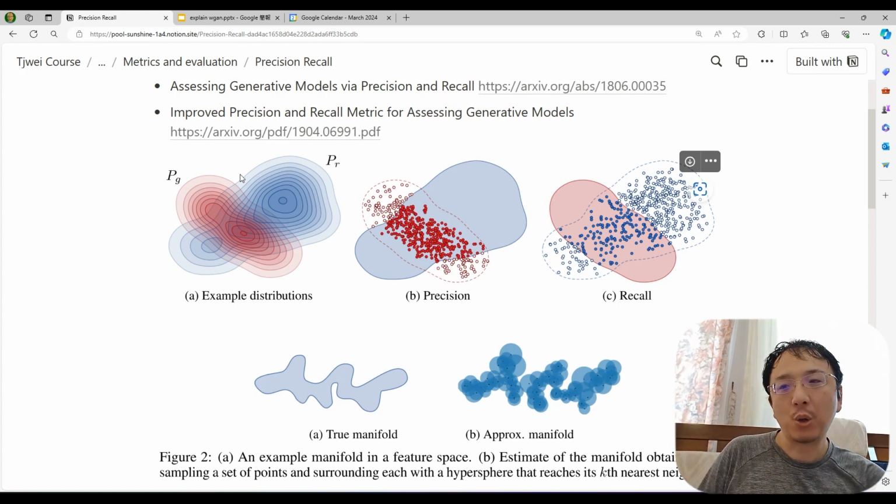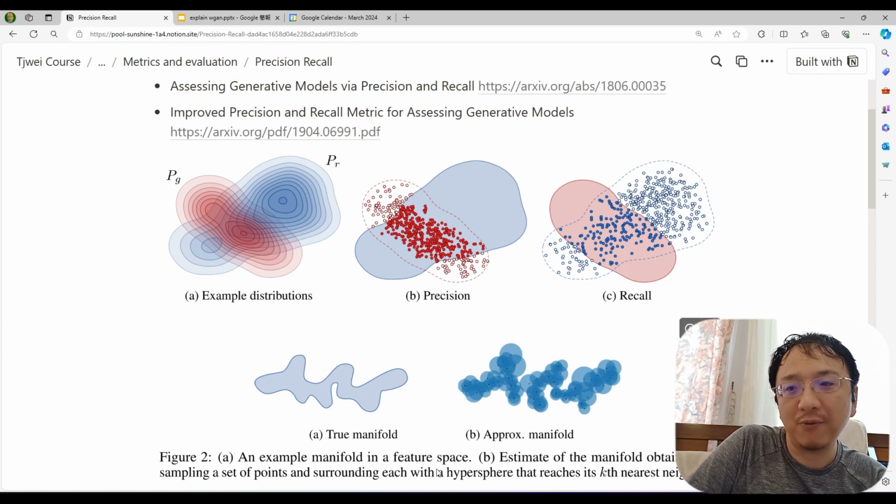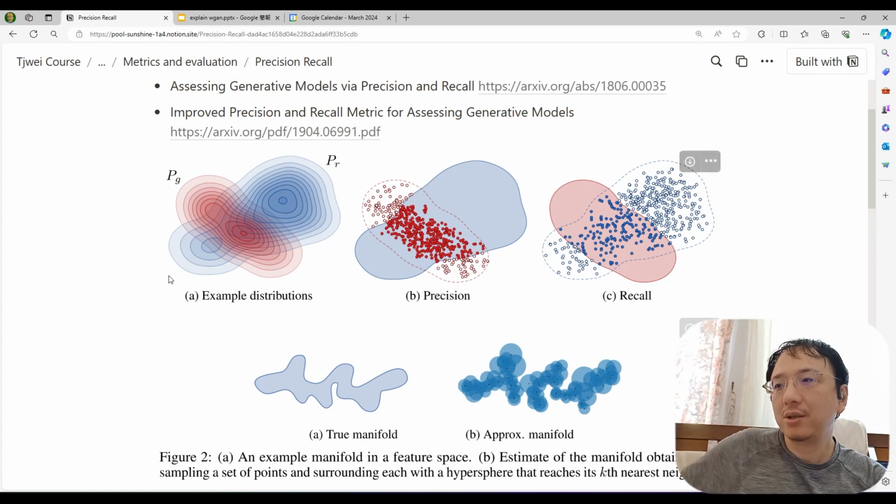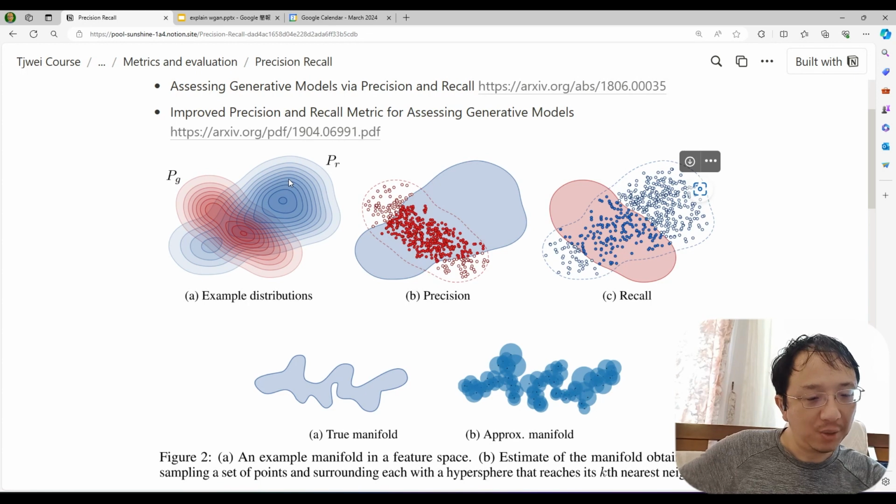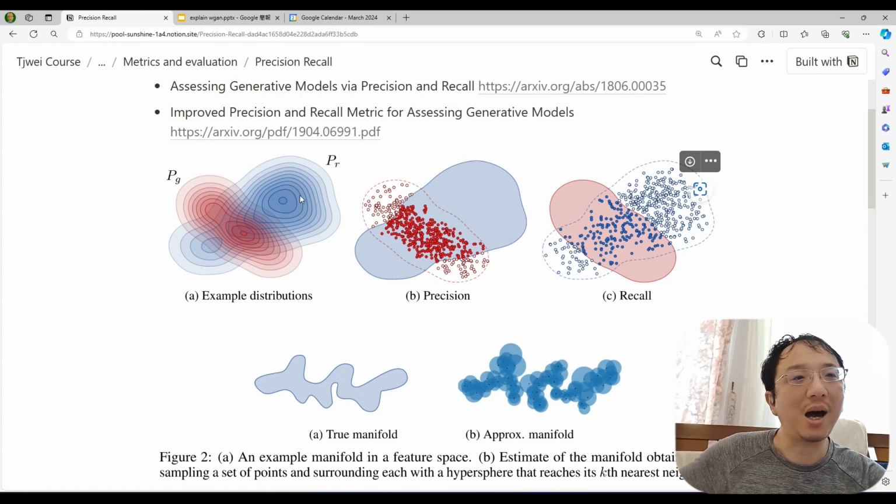That's fine. But we are still going to use the terminology manifold because it is the word used in this paper. So let's consider two manifolds. One is the real manifold. Every real image is on this manifold. And the other is the generated manifold. Every generated image is on this manifold. Although we don't actually have the real one, because if we already knew how to judge whether an image is on this real manifold.